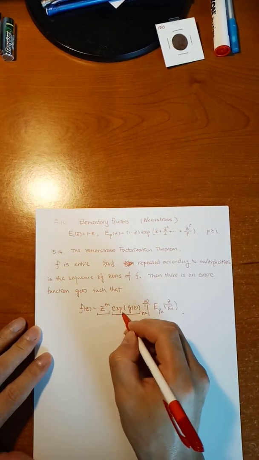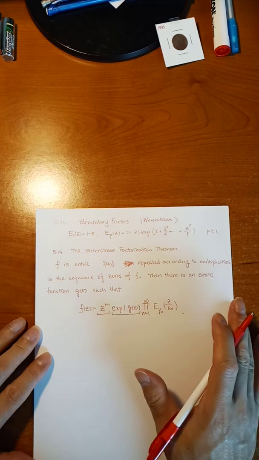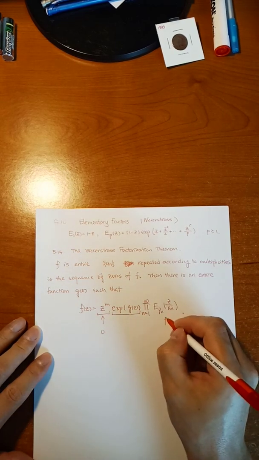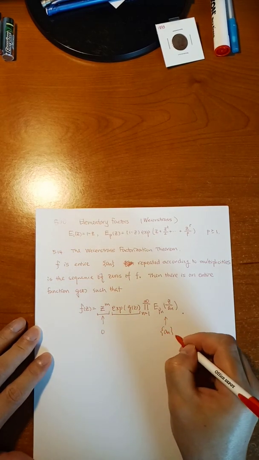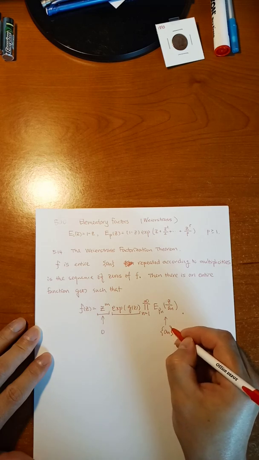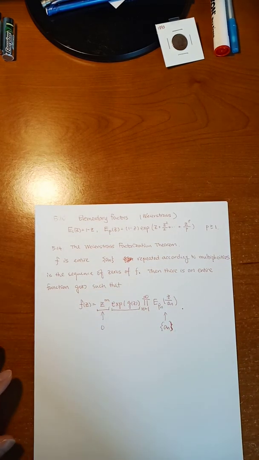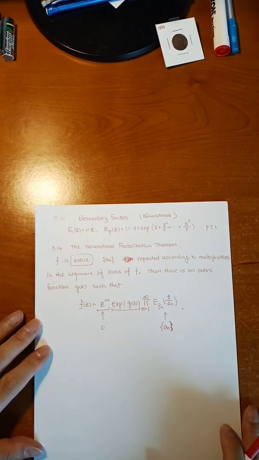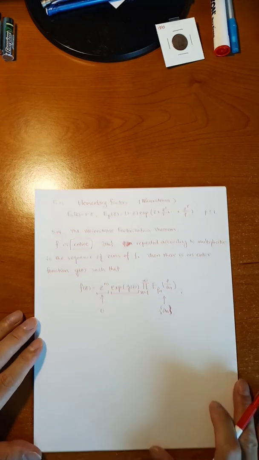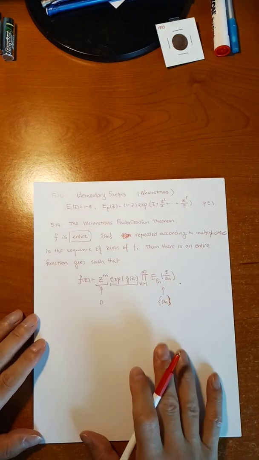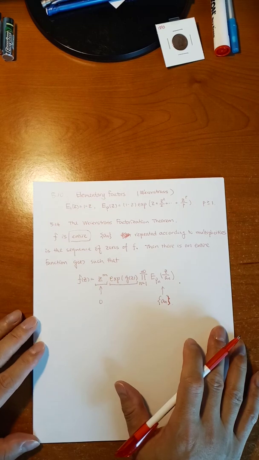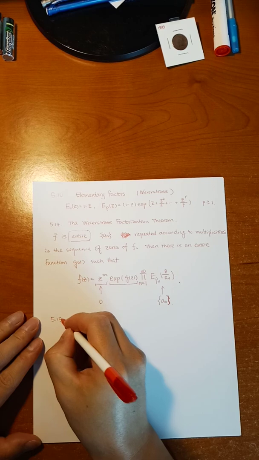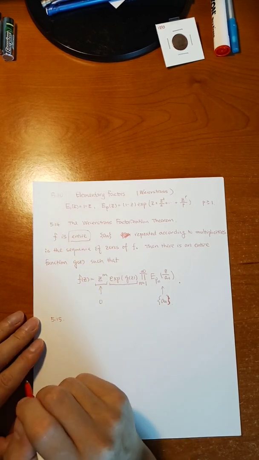The exponential of g of z does not contribute to zeros. The z to the m gives you the zero at 0, and the product gives you the zeros a_n. So that's a factorization. This theorem works for entire functions. If the function is not entire, the generalization will be the next theorem, 5.15.